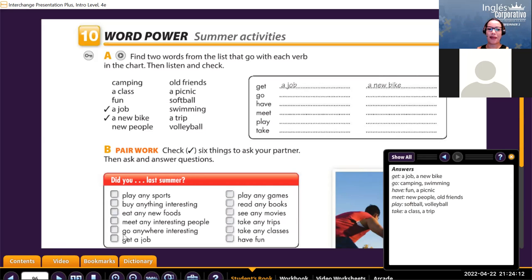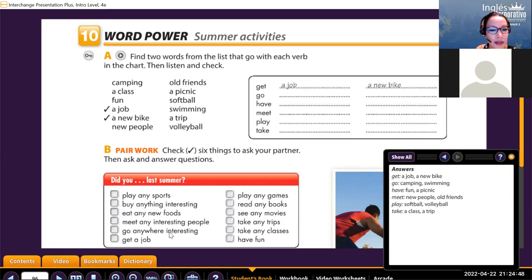So, vaya, pregúnteme usted a mí esta. Did you go anywhere interesting in the summer? Yes, I did. I went to, la verdad que no salí, pero tengo que intentar algo. Yes, I did. I went to Los Cobanos. Okay. Yes, I did. I went to Los Cobanos. Okay. Mm-hmm.